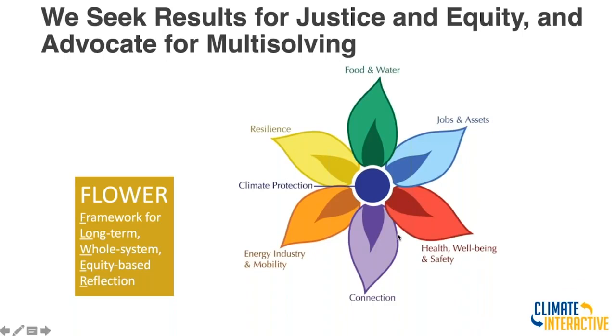One of the ways to think about it is what we call FLOWER, this framework for long-term whole system equity-based reflection. Here, climate protection is the middle of the flower, but the many benefits come out of thinking about the whole system. More jobs and assets, addressing food and water, resilience, energy, industry and mobility, connection and health, well-being and safety. The scenario you just created will improve air quality and respiratory health, which we know is so critical right now at the time of COVID-19.